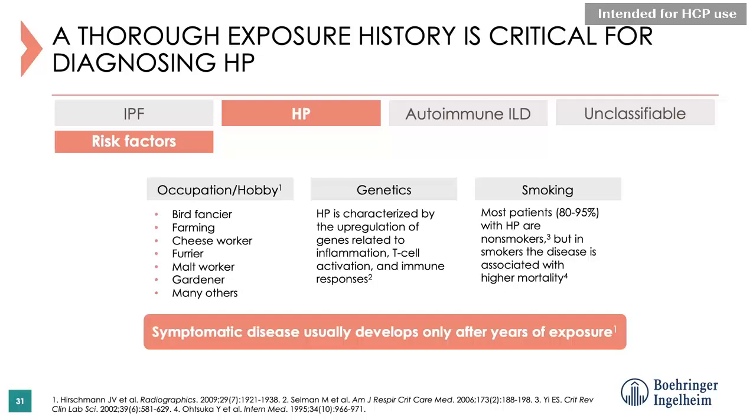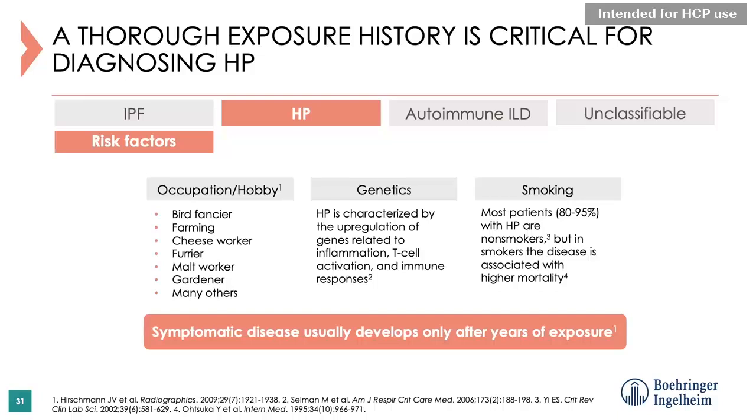And what we know is that identifying the causative antigen is quite important because it does impact survival, because if you remove the antigen, these patients can actually stabilize. So, as I mentioned, there's a number of different conditions that can lead to hypersensitivity pneumonitis, including those who own birds, those who work in agriculture, various types of production, including cheese, various animal production, malt workers, gardening, and a whole lot of others.